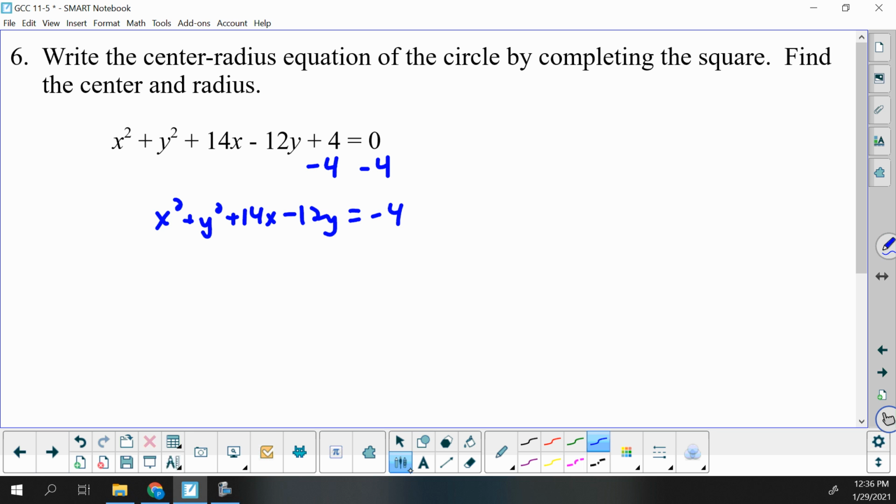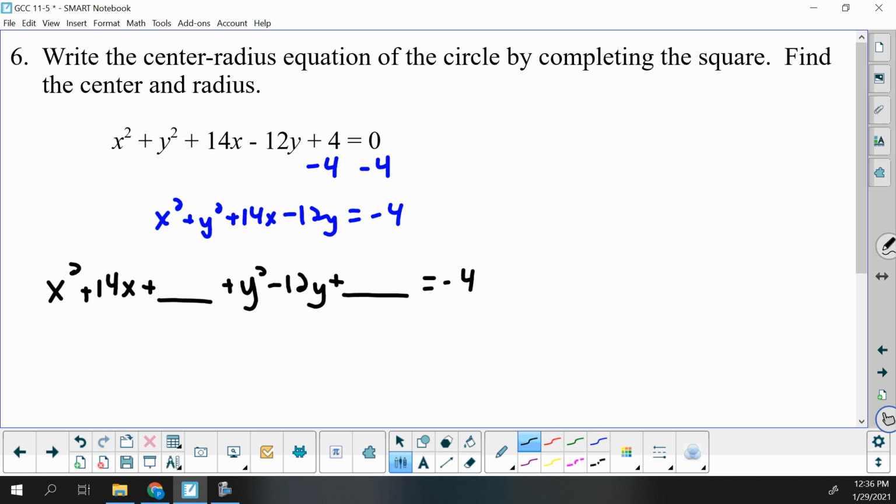Next, we're going to group the x and y things together. So we're going to write x squared plus 14x. But we're going to end up putting something after the 14x. So we're going to put plus and leave a blank. And then we'll do the y stuff. So we'll do plus y squared minus 12y. And we're going to want to leave a blank for the y's as well. So we'll do plus and leave a blank, and then we'll have our negative 4.